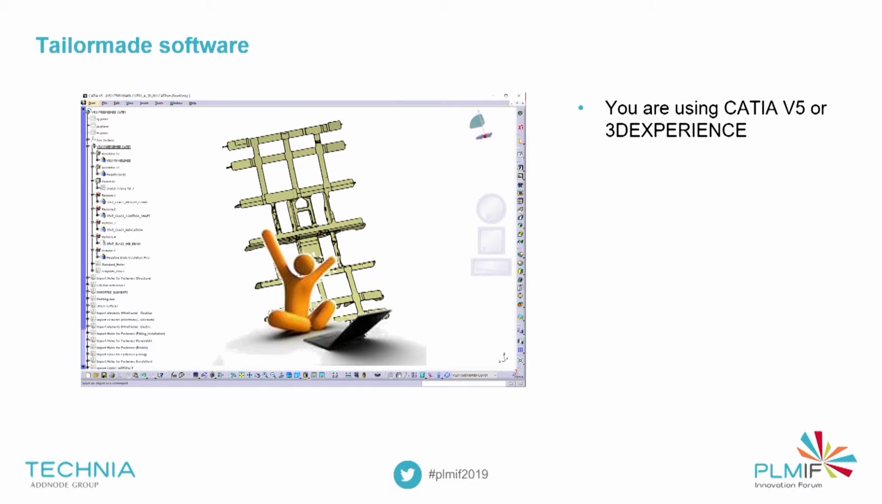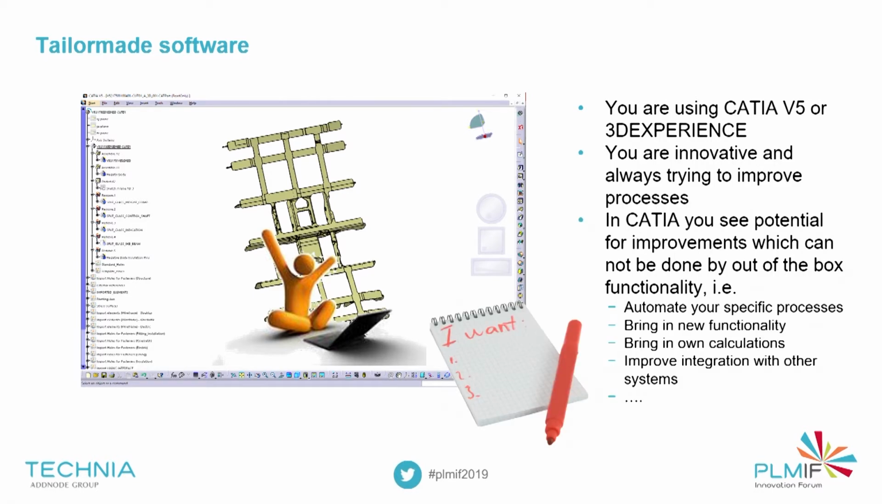So even if CATIA and 3DX are very mature and good products, no doubt, from time to time you or your users may have a wish list because some things are missing. This could be on automating your processes, bringing in new calculations, or new integrations, whatever. And when it comes to this point, there's an option, and this is where a lot of our products were born. Also, Remove Invisible was at the beginning a pure customer project.